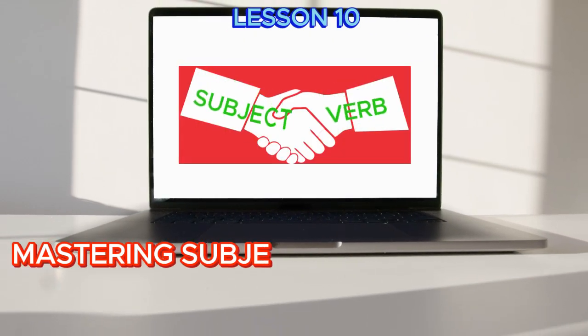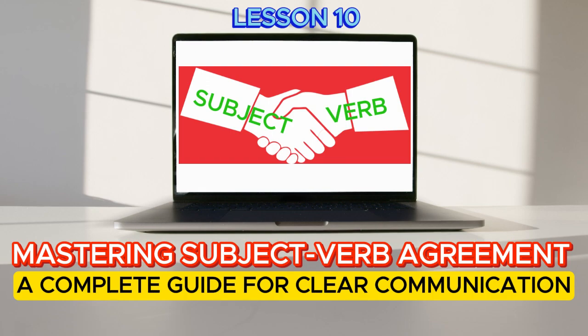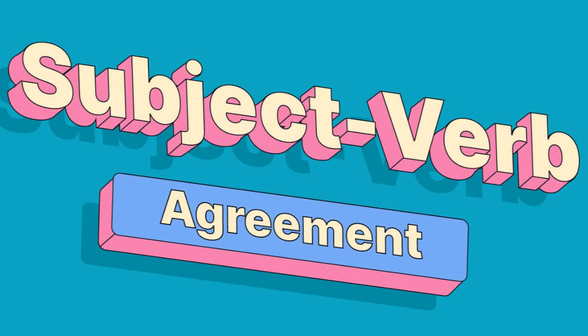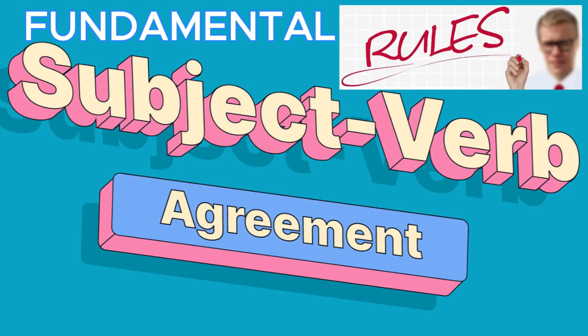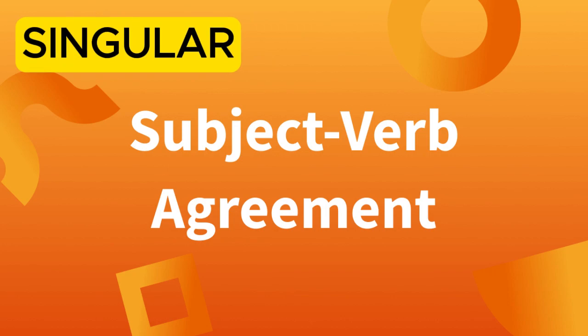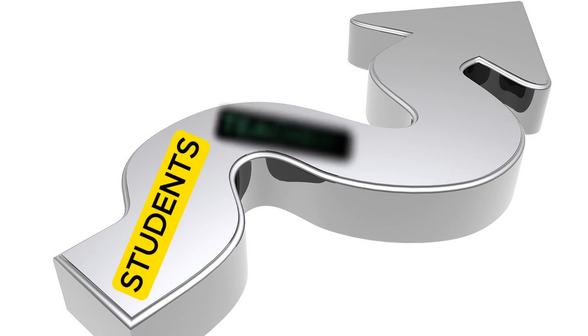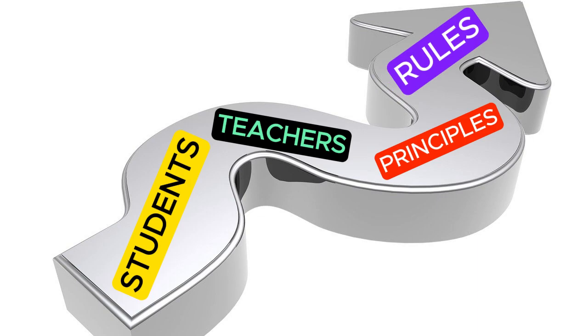Lesson 10, Mastering Subject-Verb Agreement, a complete guide for clear communication. Subject-verb agreement is a fundamental rule of English grammar that ensures the subject of a sentence and its verb are aligned regarding number, singular or plural. This comprehensive guide will help students and teachers understand and apply the rules of subject-verb agreement effectively. Here are the basic principles and common rules.